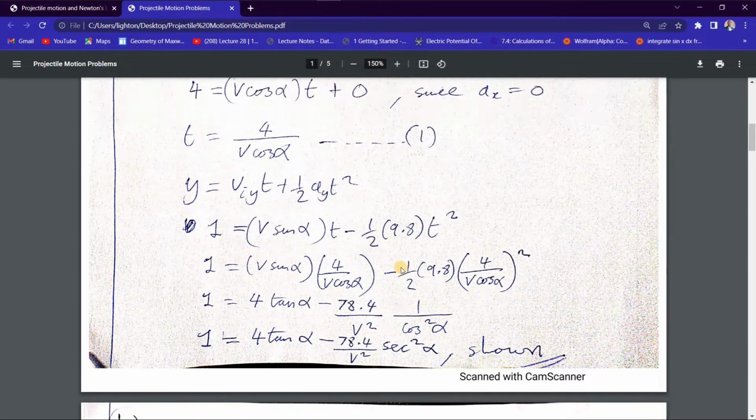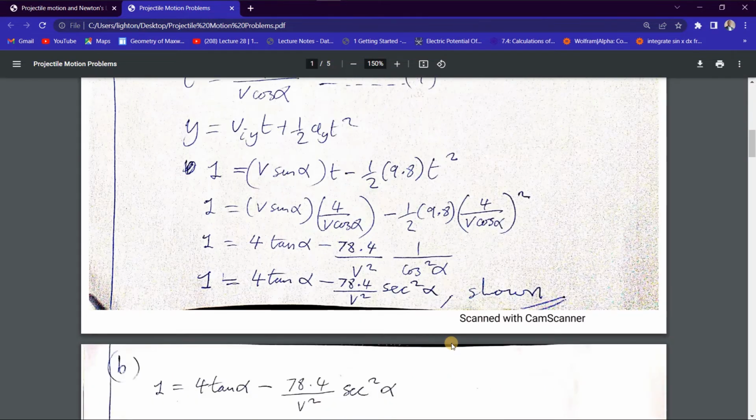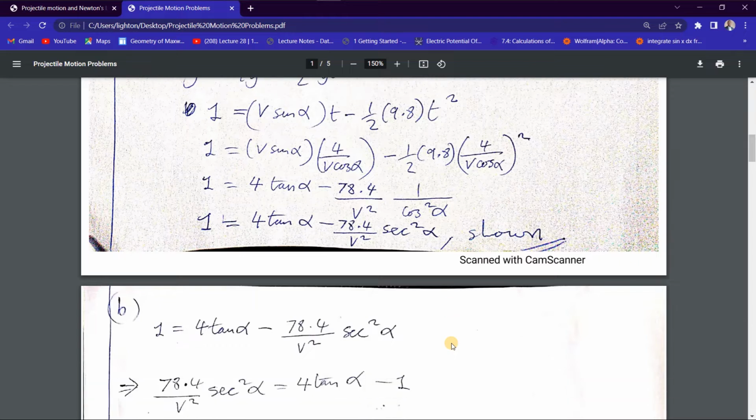Now let's go back to the second part. Use this equation to find the required speed of projection when alpha equals 45 degrees. So let's look at alpha being equal to 45 degrees. Here we just take this equation and make v the subject of the formula.